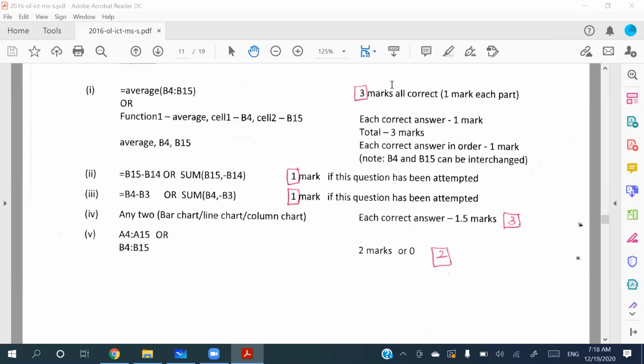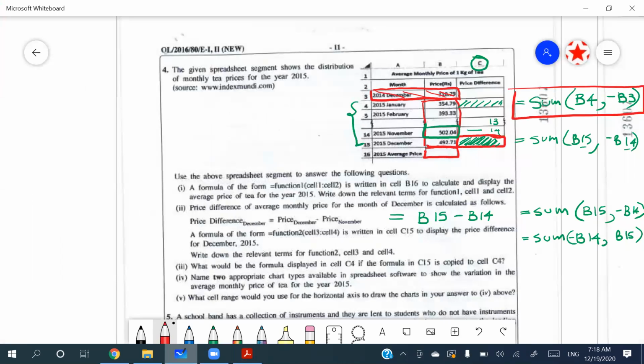Okay, then the fourth part, any two. Yeah, so they're asking about what are the suitable graphs. Name 2 appropriate chart types available in spreadsheet software to show the variation in the average monthly price of tea for the year 2015, right? So what we have to do is we are going to plot these particular data onto a graph or onto a chart.